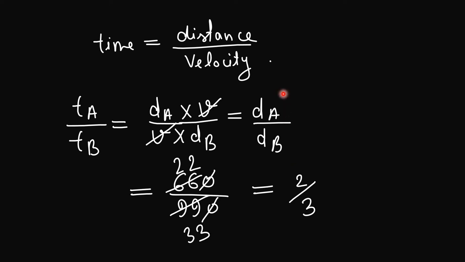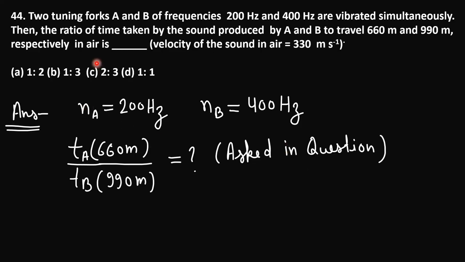Now put the value of dA by dB. You know the distance traveled by fork A and fork B. Now put those distances over here. You will get the ratio of time taken by the sounds to cover 660 meter and 990 meter distance. That is 2 by 3. So the answer of your question will be 2 by 3. Okay, now let's move towards the next question.